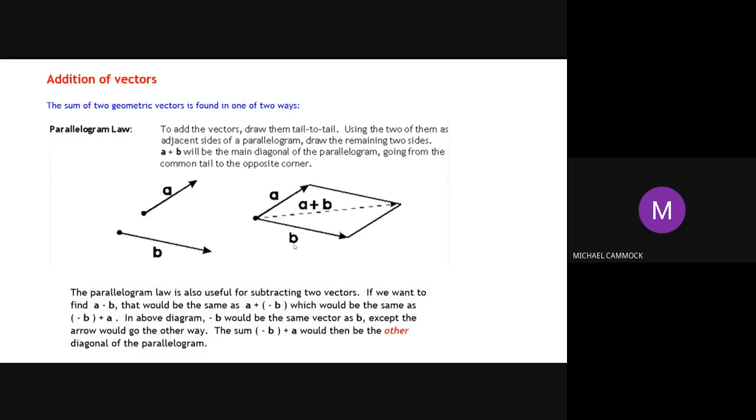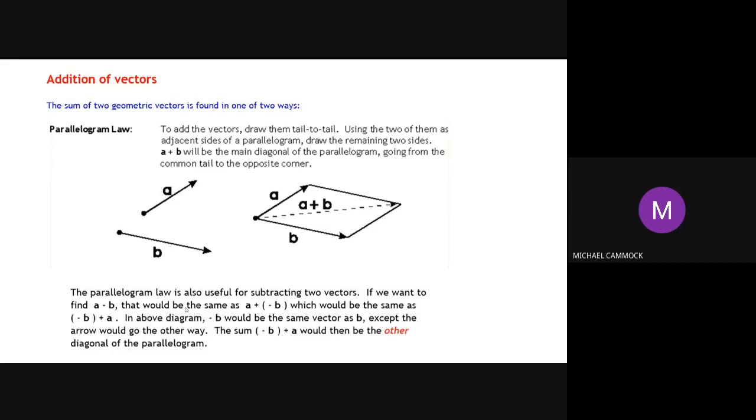So here's A, here's B, and they're joined together at the tail. Remember, we talked about tip and tail or head and tail before. And if we complete the parallelogram between them, so put another vector B up here, put another vector A over here, then the sum of these two vectors is this diagonal that is between the two sides that are joined at the tail right here. That's what this sum represents. The dotted line is the sum of those two.